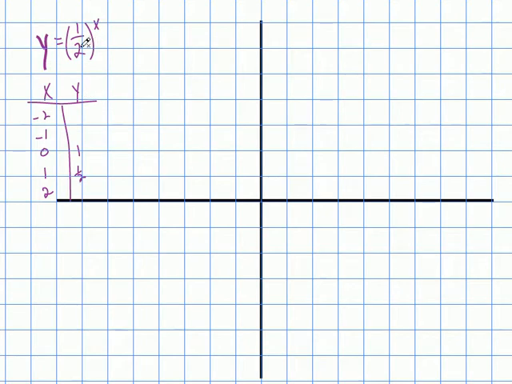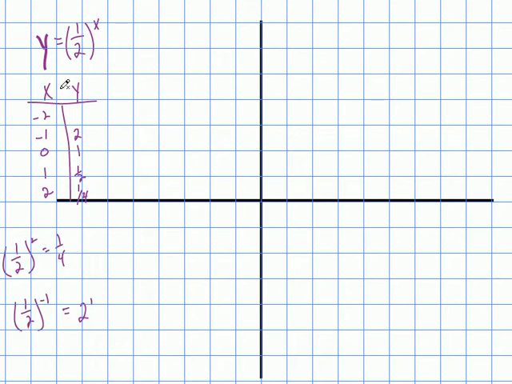Put in a 2 for this. What's 1/2 to the second? What's 1/2 squared? It's 1 over 4. Let's put a negative 1 in for this. So watch. What's 1/2 to the negative first? That means we take this fraction and we flip it. So that's 2 to the positive first, so it's a 2. So it's a flipped version of the original one, yeah. You're exactly right.